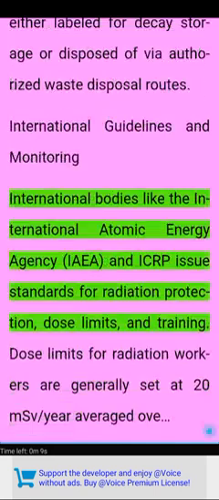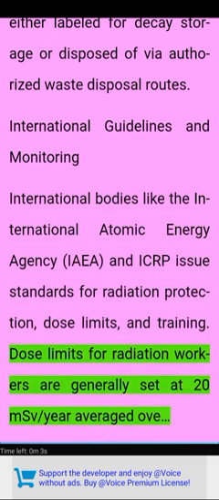International guidelines and monitoring. International bodies like the International Atomic Energy Agency (IAEA) and ICRP issue standards for radiation protection, dose limits, and training. Dose limits for radiation workers are generally set at 20 millisieverts per year averaged over five years.